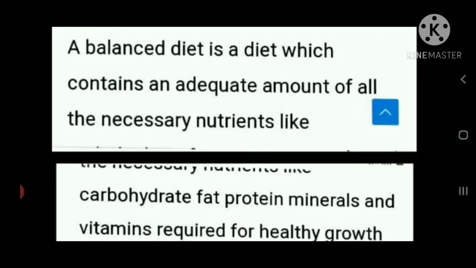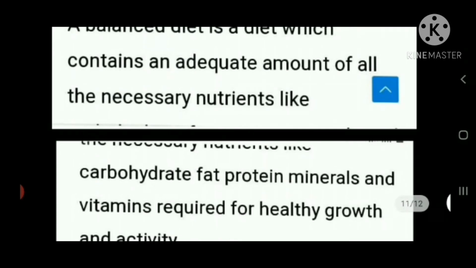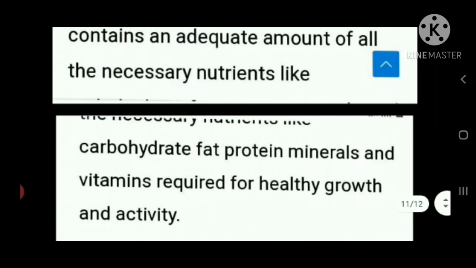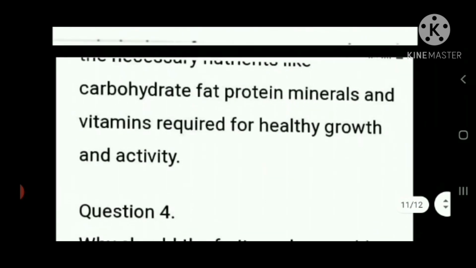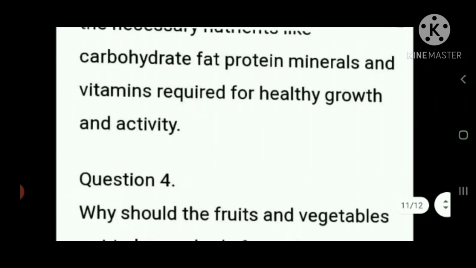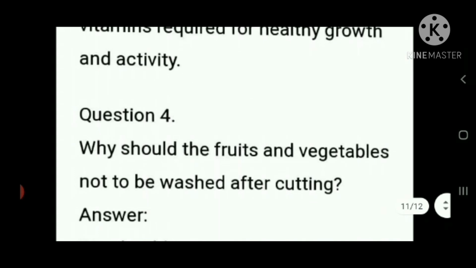A balanced diet is a diet which contains an adequate amount of all necessary nutrients like carbohydrate, fat, protein, minerals, and vitamins required for healthy growth and activity.